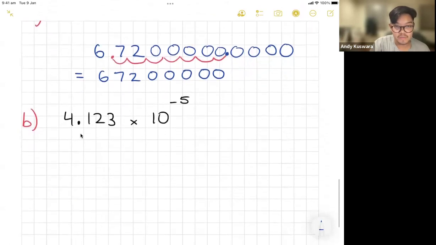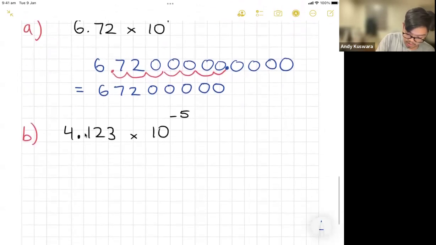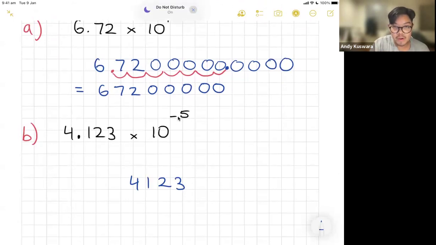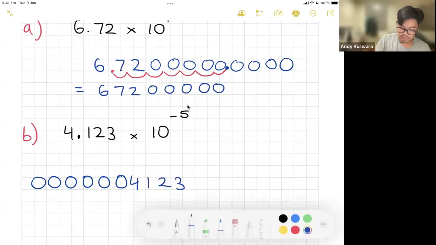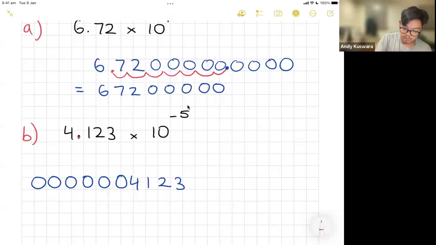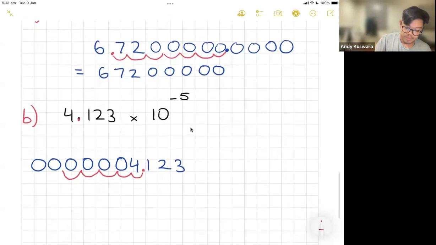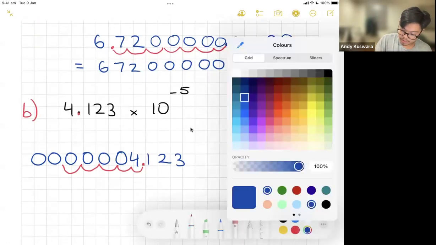Now for this one here, very, very similar concept. I'm going to write down the number. The number that we've got here is 4123. Now with this negative power, I know that I'm going to be moving towards the left. So that means I'm going to put a whole bunch of zeros here towards my left. And I'm going to do the same thing that we've done before. The decimal place was between the 4 and the 1. And this time I'm moving it 5 spaces to the left. So I'll go 1, 2, 3, 4, 5. Now my decimal place is there. I'm going to go right underneath.